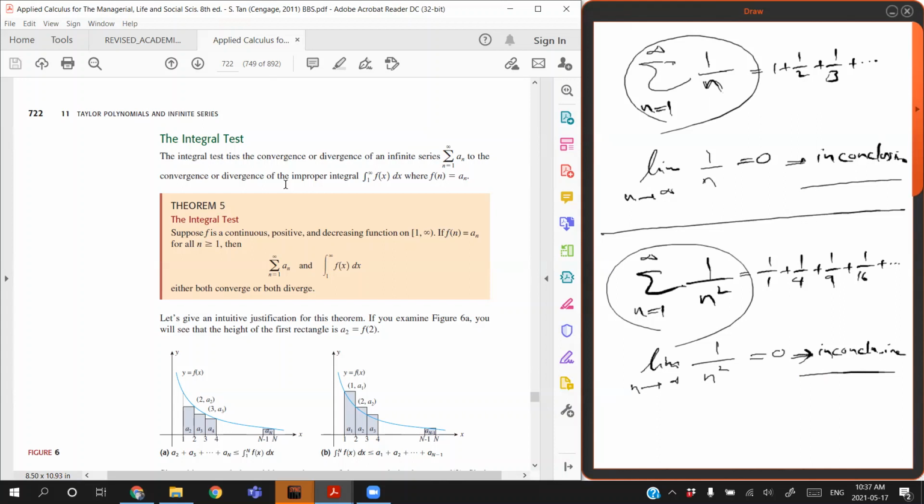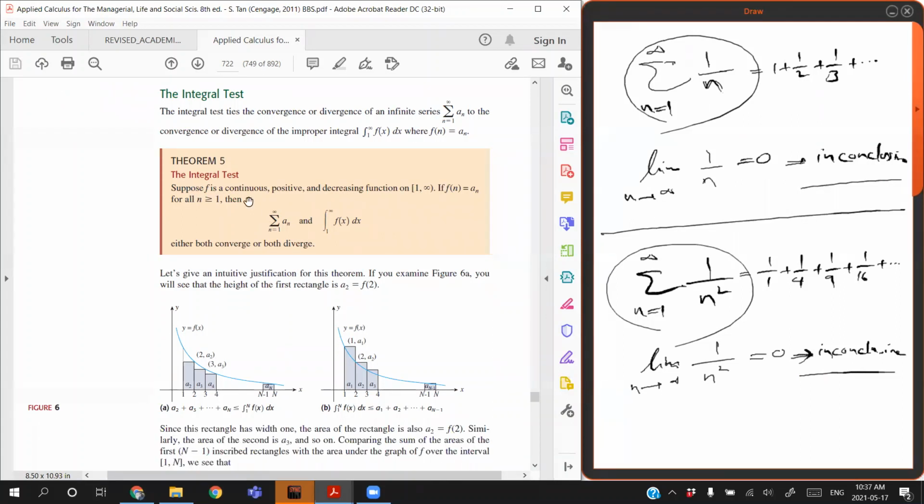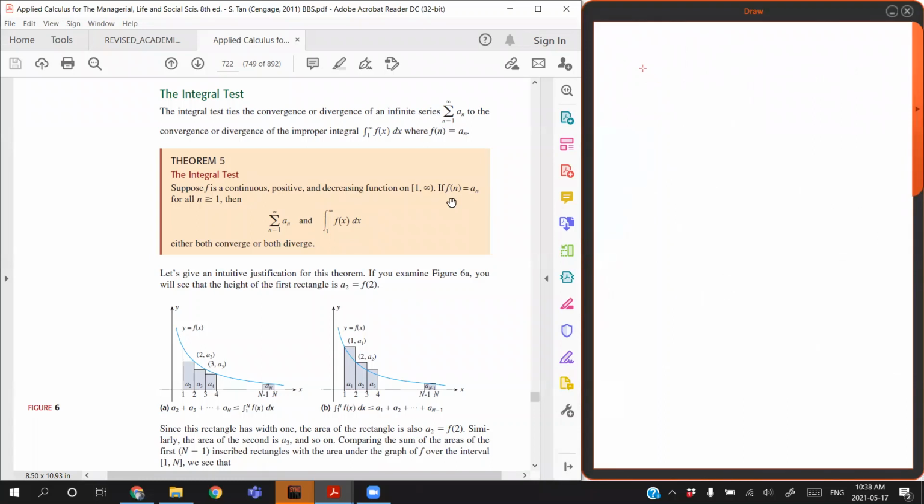Okay, so now what is the integral test? The integral test says that suppose f is a continuous, positive and decreasing function. It needs to have all of these. f needs to be a continuous, positive and decreasing function from 1 to infinity, and an, which is the general term of the sequence, is equal to f of n. So for example, think of f of x equal to 1 over x.